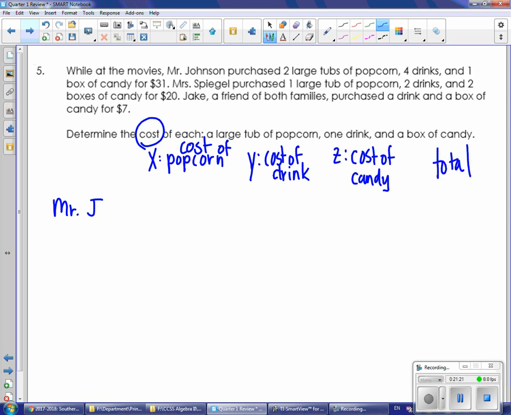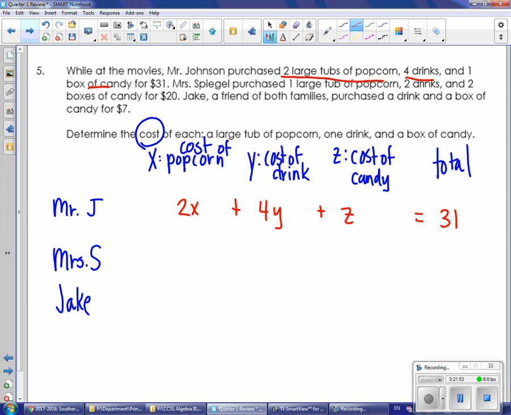So if I'm thinking about Mr. Johnson, he purchased 2 large tubs of popcorn. Actually, let me go ahead and list everybody else. So I've got Mr. Johnson, Mrs. Spiegel, and then Jake. Okay, so let's go ahead and take a look at Mr. Johnson. He purchased 2 large tubs of popcorn, so that's going to be 2X, 4 drinks, so that's going to be 4Y, and 1 box of candy, so that's just going to be a plus Z. I'm not going to bother putting the 1 in front, and he spent $31.